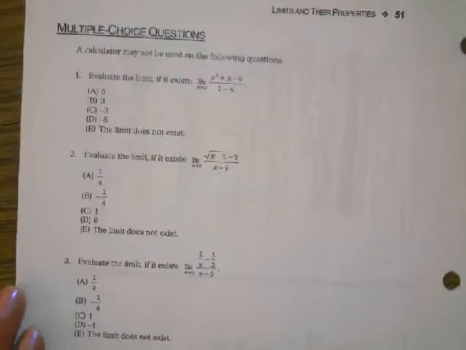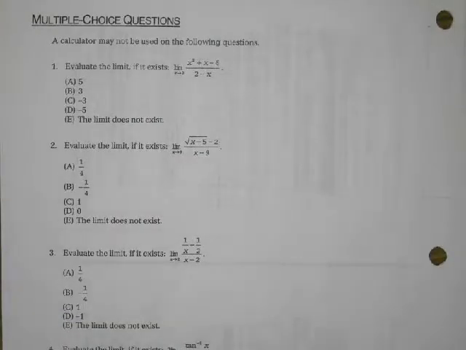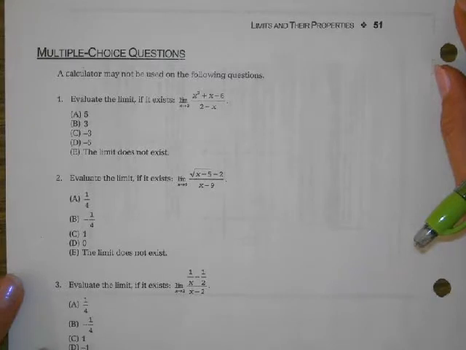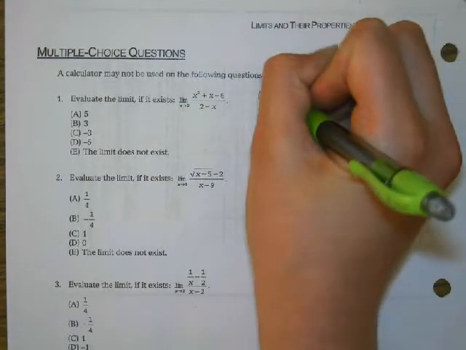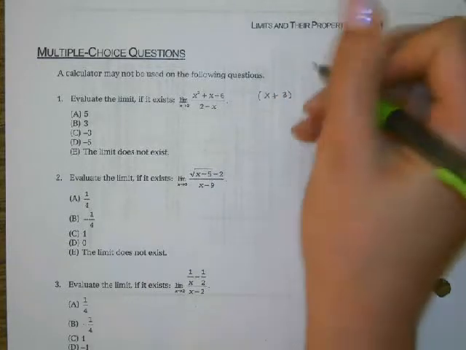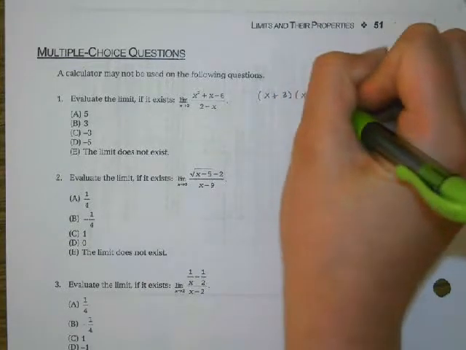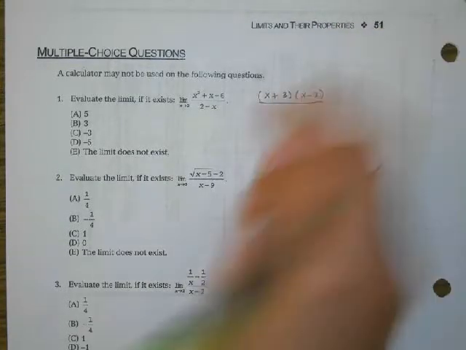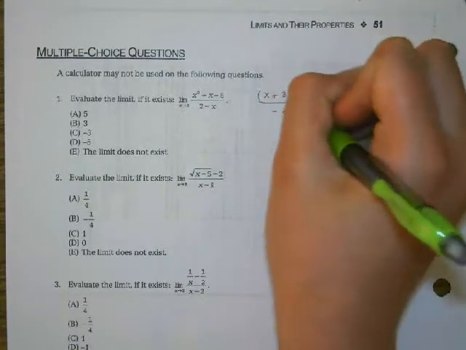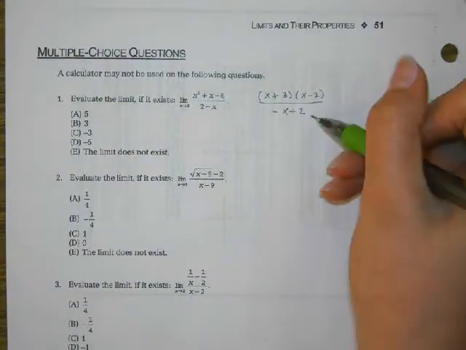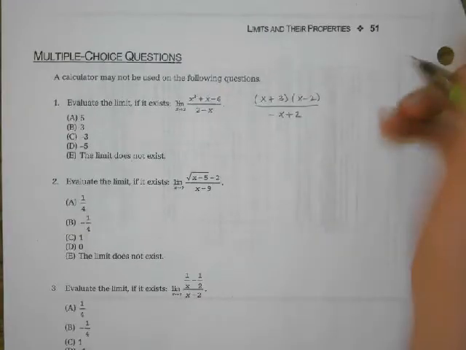All right. The answer to number 1 is D. The math that you should have done is you should have factored. If you look at the bottom, it's in the wrong order, so I'm going to write negative x plus 2. And then I notice that on the bottom I can factor out a GCF of negative 1.